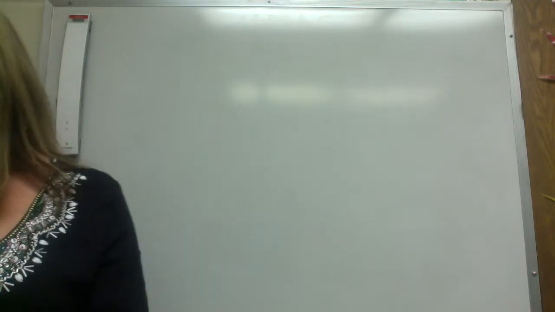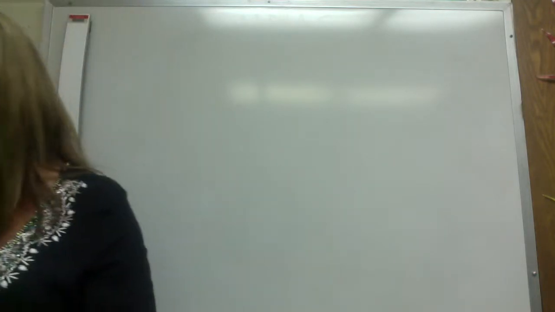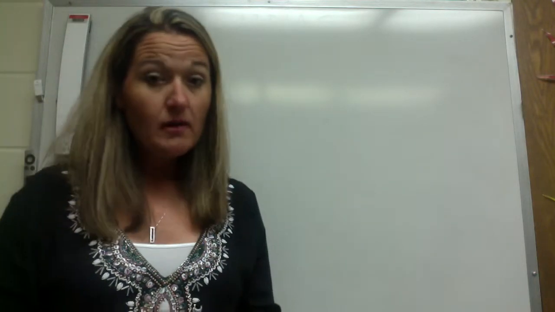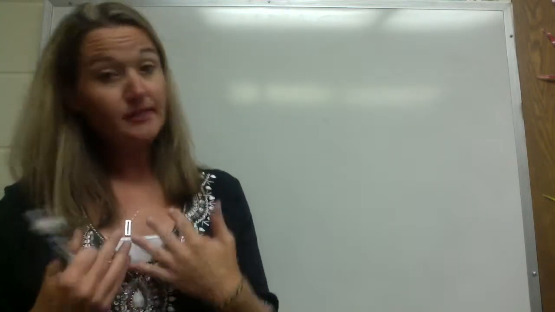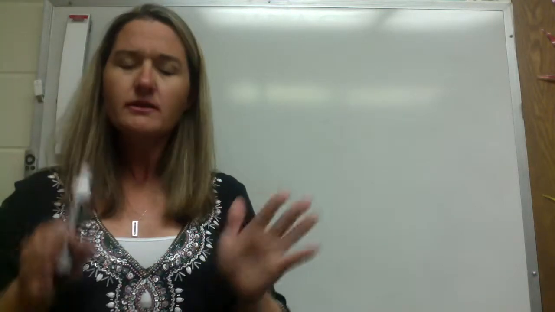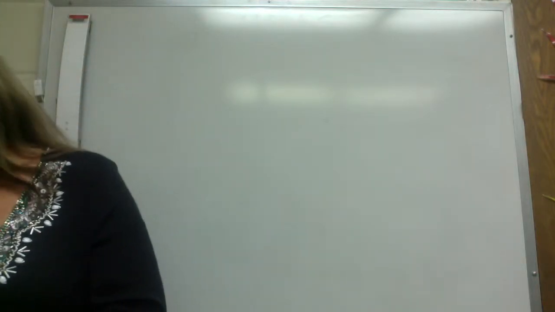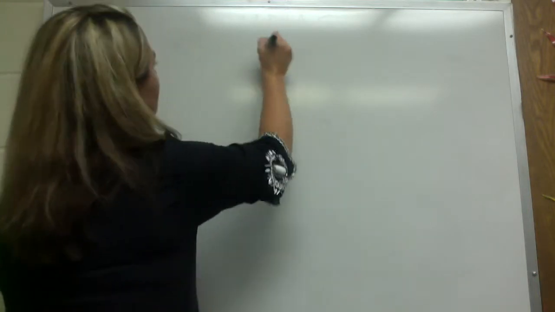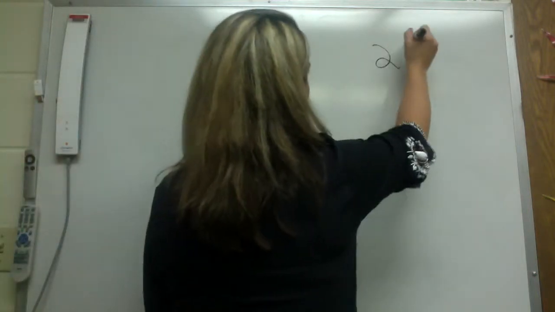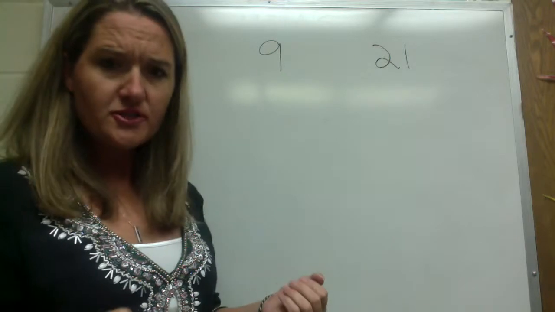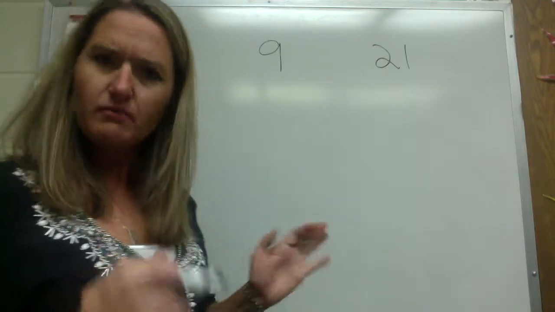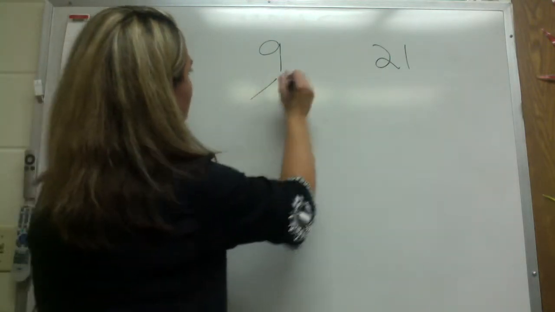All right, now we're going to go ahead and talk about how to use prime factorization to find least common multiple. This is actually my preferred method because it seems longer, but it could actually save you time in the end. All right, so prime factorization, let's do 9 and 21. And you remember the prime factorization where you set up those factor trees? That's exactly what we're going to do here.